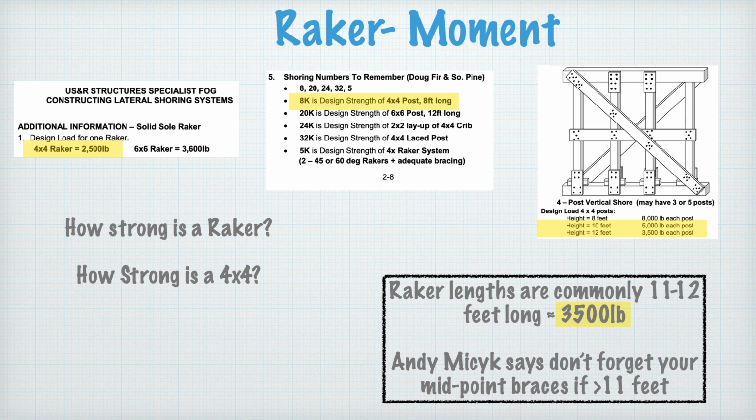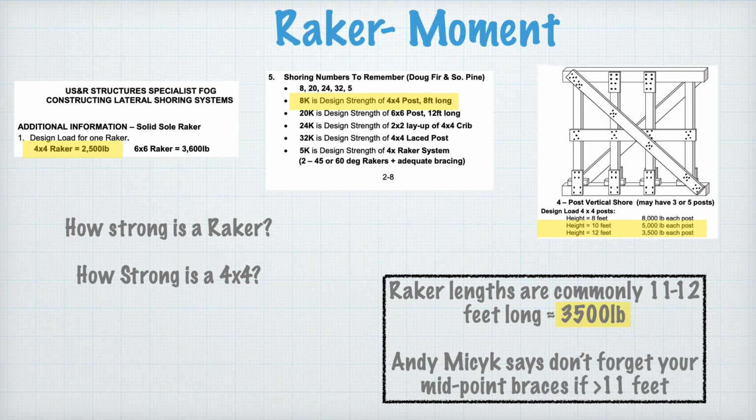We can look in the center example, and we can say, okay, the design strength of a 4x4 post that's 8 foot long is 8,000 pounds. Okay, again, very handy to know, a good strength to keep in the back of your pocket. And then we know that our raker lengths are going to be 11 to 12 feet long. Well, how strong is the 4x4 at that length?